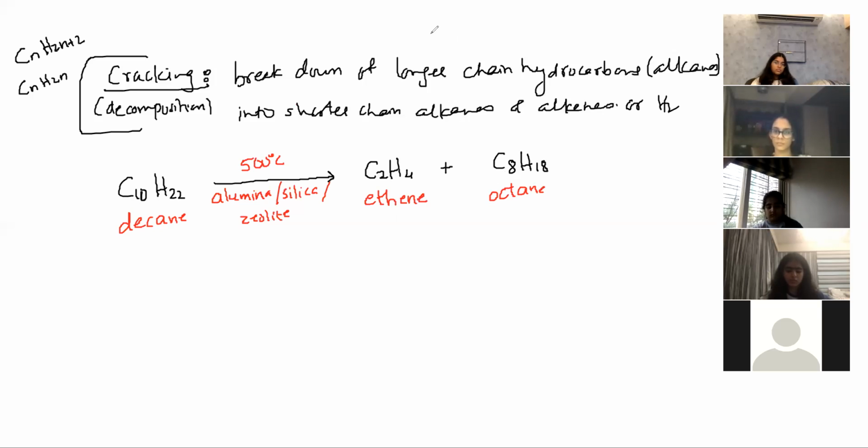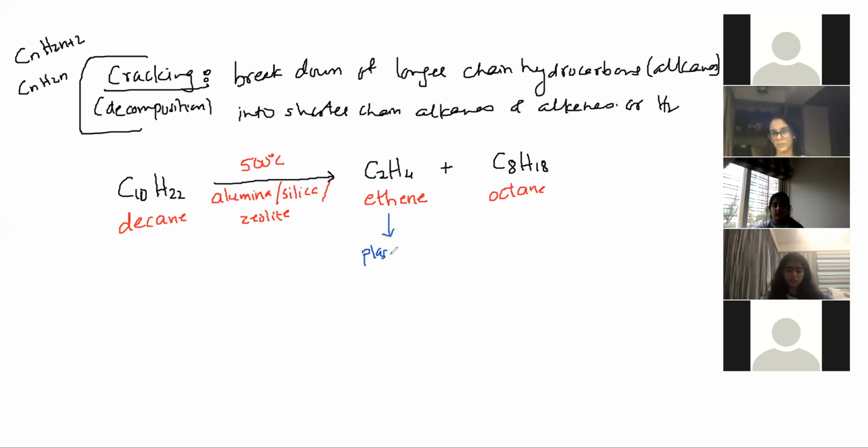Now we should know the uses. Ethene is used to make plastic. No need to emphasize how useful ethene is, because plastic is such a necessity today. We can't live without plastic. So ethene is used to make plastic. Octane is petrol. Again, I don't need to emphasize how important it is. And decane is not a very useful fragment.